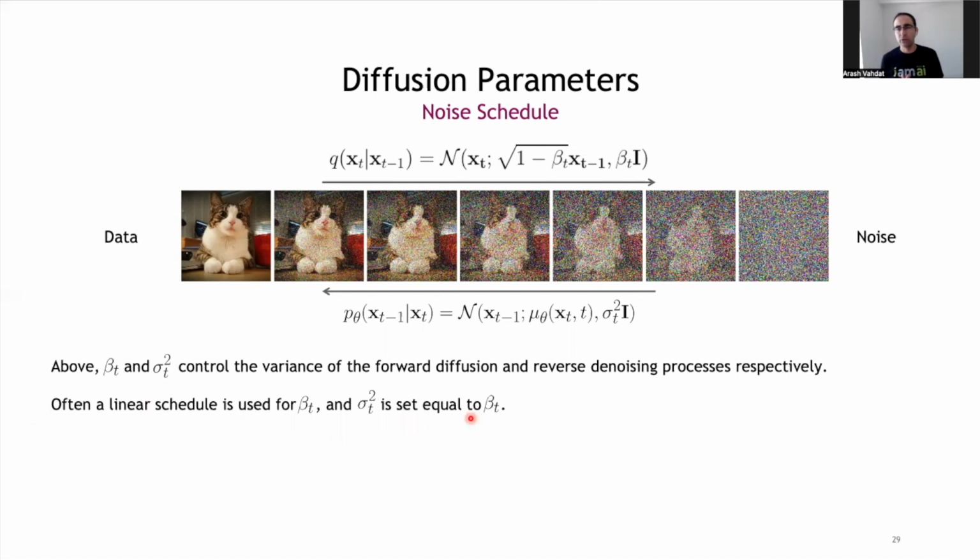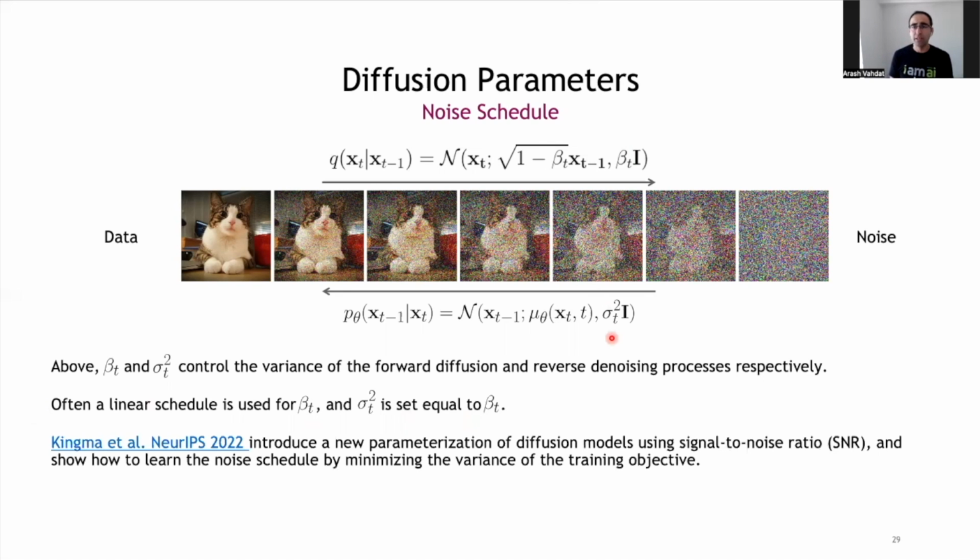This also usually works well in practice, especially when the number of diffusion steps is large. But you may ask, how can I train these parameters? Is there any way I can also train beta T and sigma T squared? There are a couple of papers that discuss this. One of them is this paper by Kim et al.